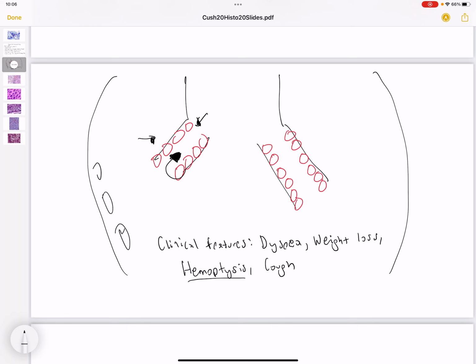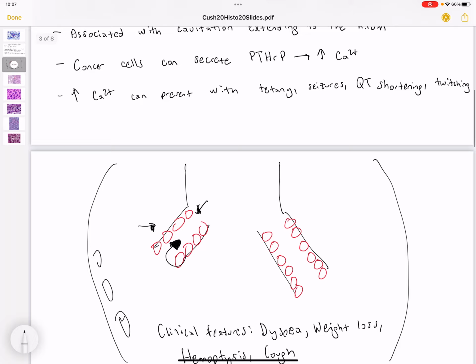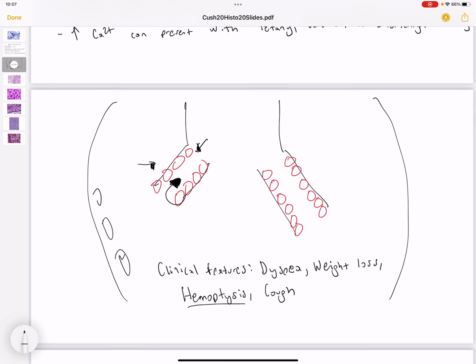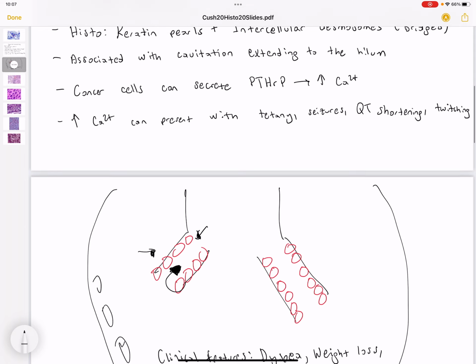And because cancer cells are going to be foreign to the body, it can also trigger the cough reflex and can cause a cough. And now, again, because the cancer cells are blocking air from getting in and out, it is going to require the person to spend more energy to breathe. As a result, it can cause weight loss because now they're spending more energy trying to breathe in and out. And it is all due to the fact that there are cancer cells blocking that passageway.